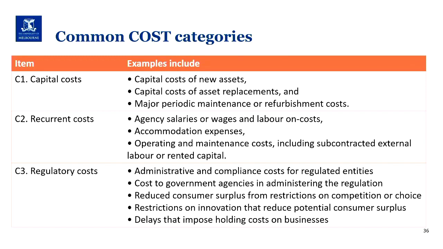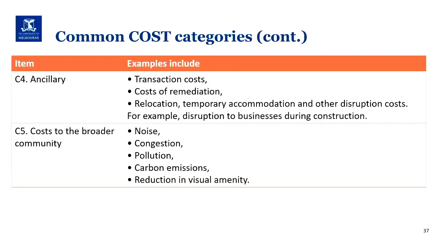Then you have regulatory costs, like the administrative and compliance costs for regulated entities, cost to government agencies in administering the regulation, and reduced consumer surplus from restrictions on competition or choice. And well, you can read the rest of them.